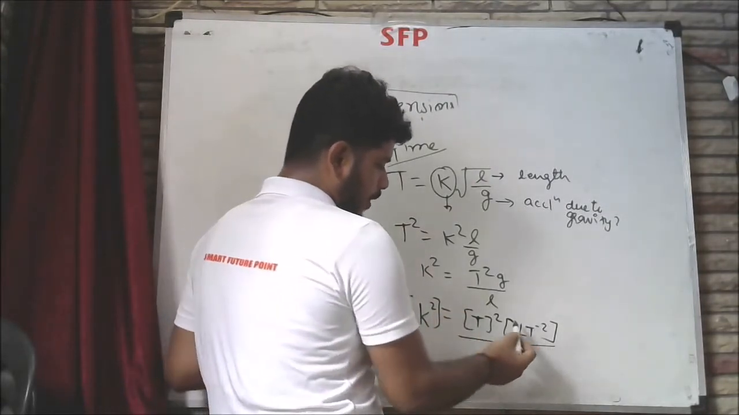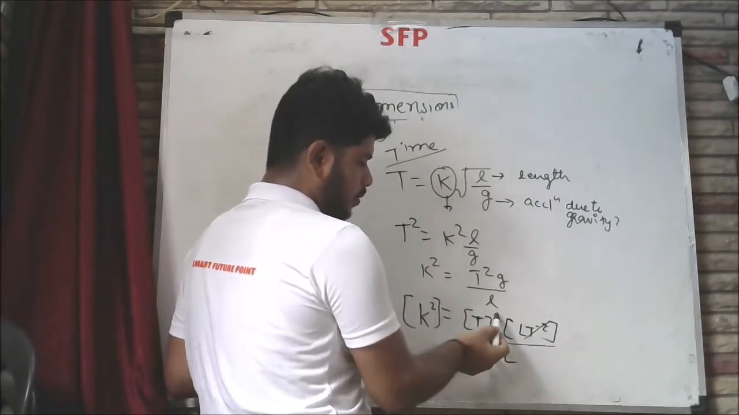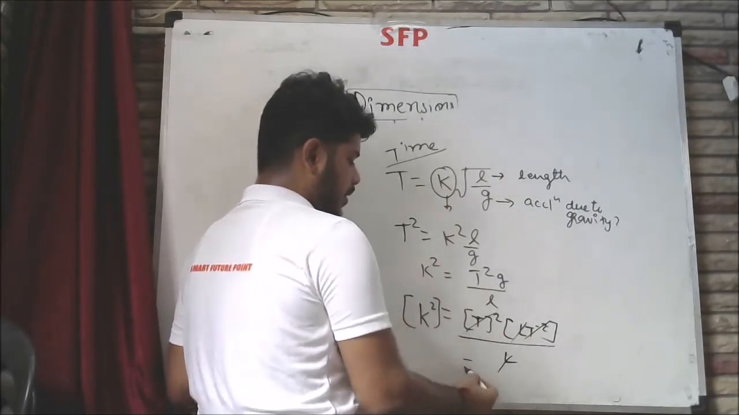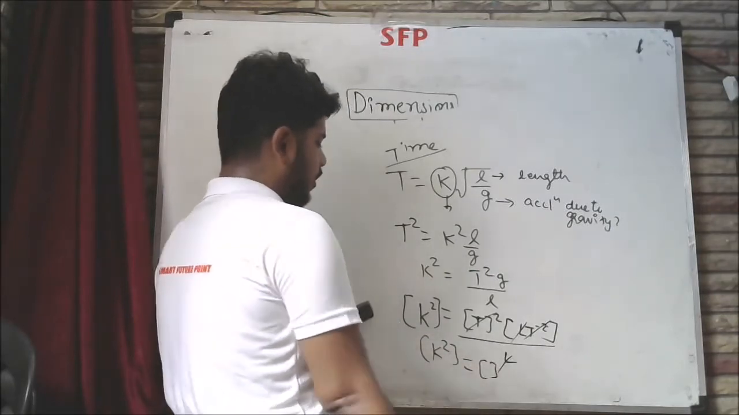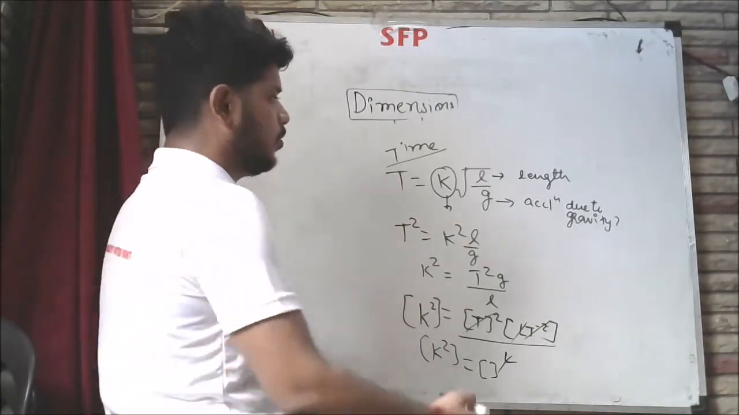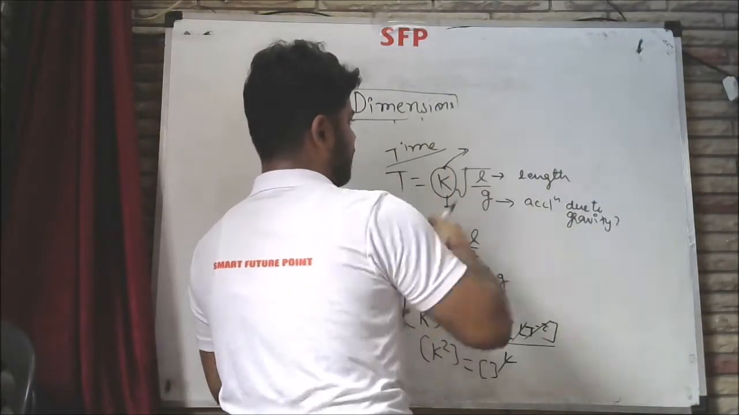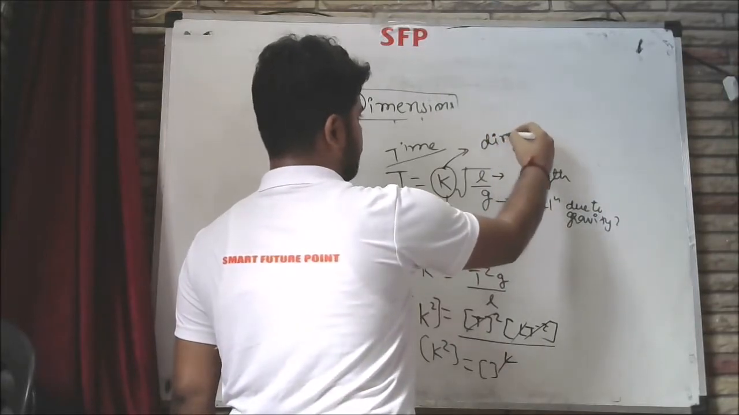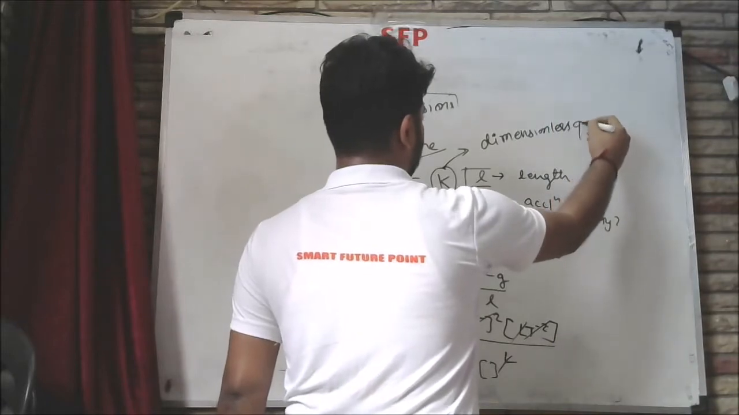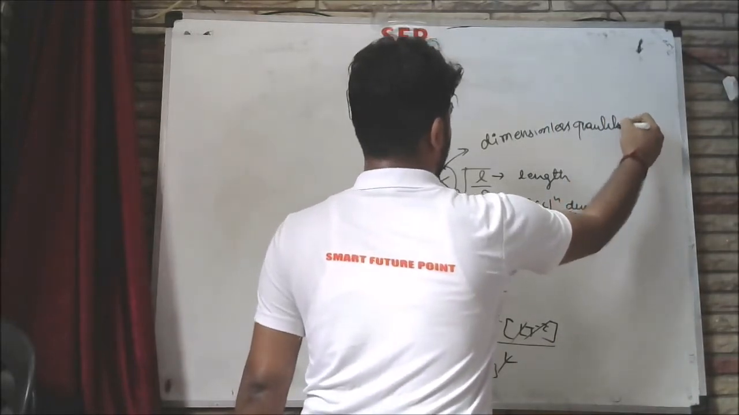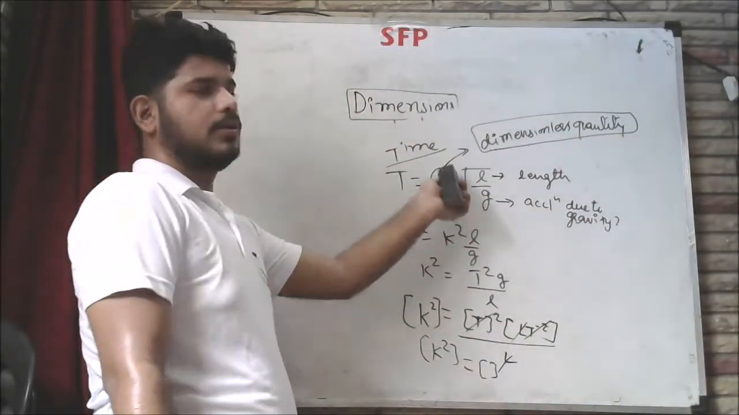I am going to take this. This is T plus 2, this is T minus 2, cancelled out. L cancelled out. It means K square has nothing. It means this K has no dimension. So we know this K is a dimensionless quantity.